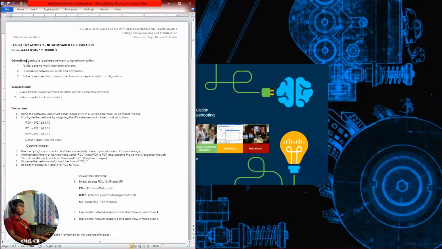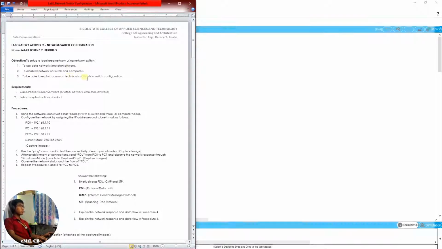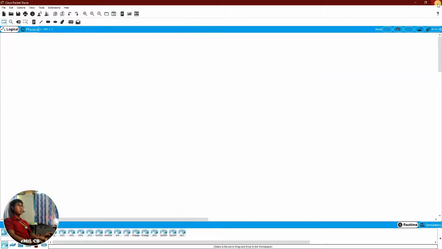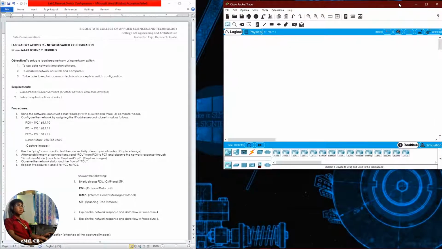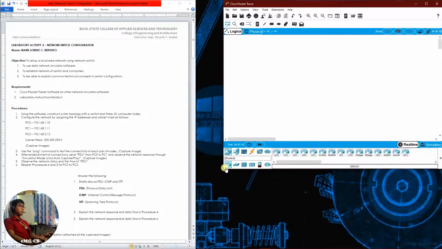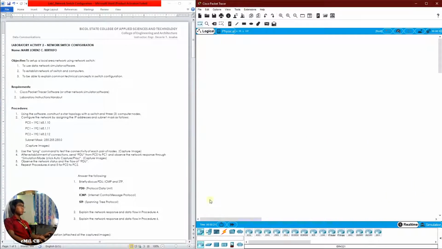We have an objective to set up a local area network using a network switch, to use data network simulator software to establish a network of switch and computers, and to be able to explain common technical concepts in switch configuration. Let us proceed to the application. Let us place it at the right side of the monitor. Okay. Let us proceed to the procedures.